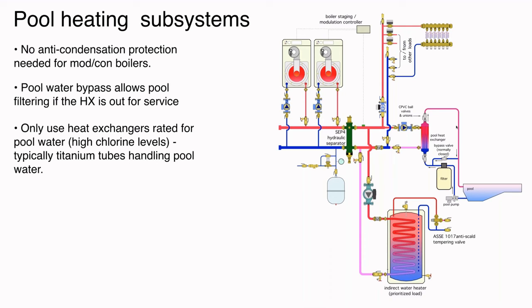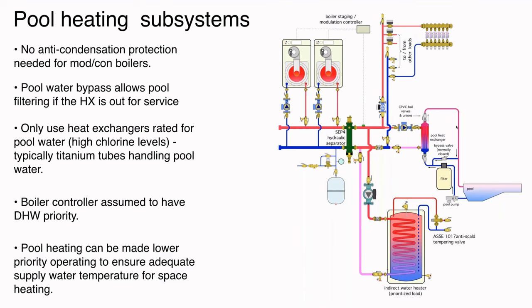Typically today, this is going to be titanium or a titanium stainless steel alloy on the tubes that are carrying the water from the pool. Don't use a heat exchanger with 316 or 304 stainless steel. It's not going to be able to hold up to the high chlorine content of that pool water.